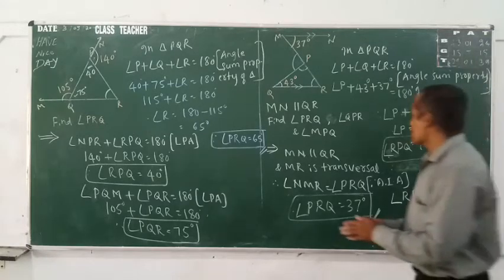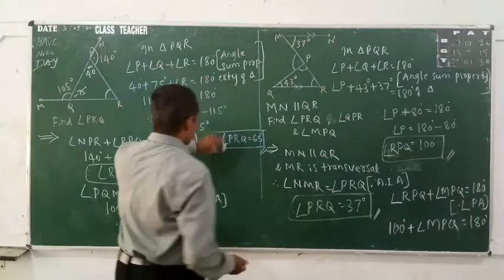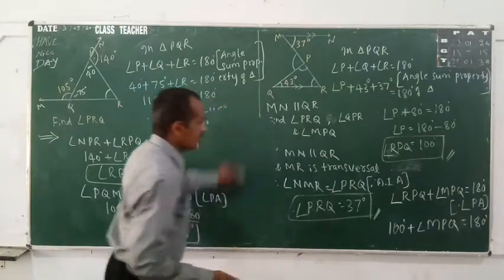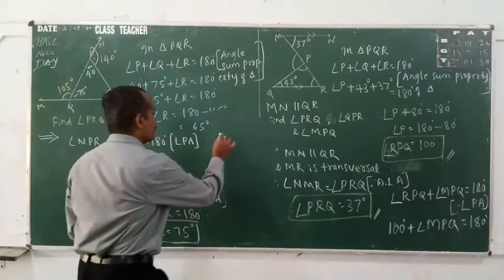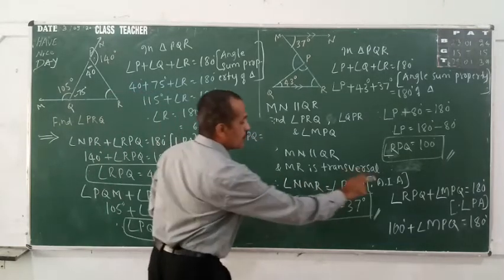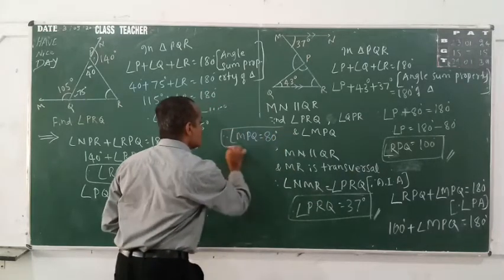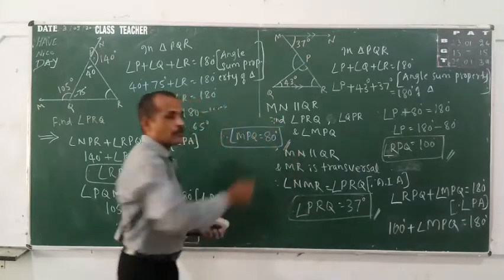Therefore, angle MPQ is equal to, where can I write? I will write here. Therefore, angle MPQ is equal to 180 minus 100. That gives you 80 degrees. That is the end of the problem.